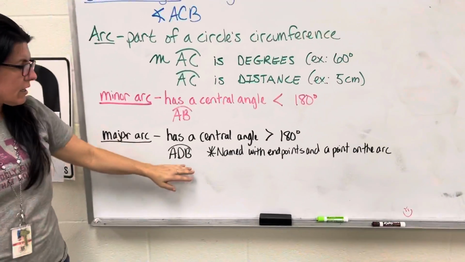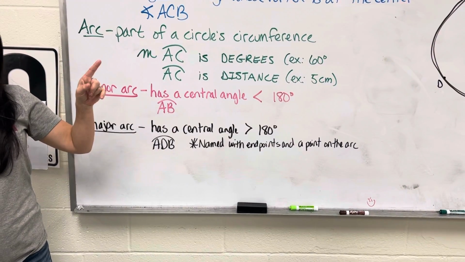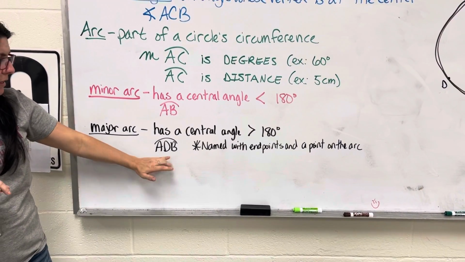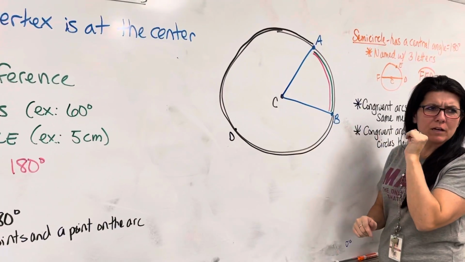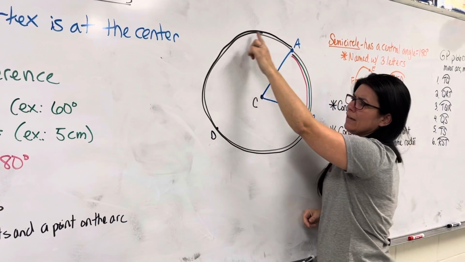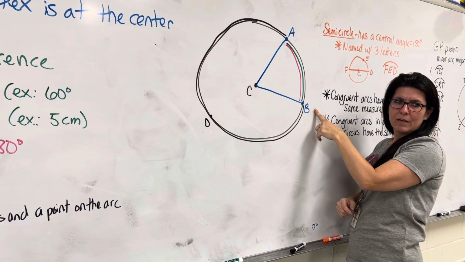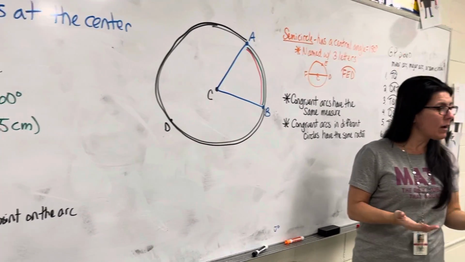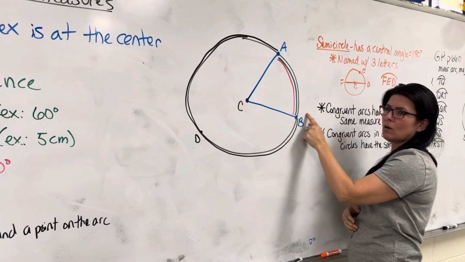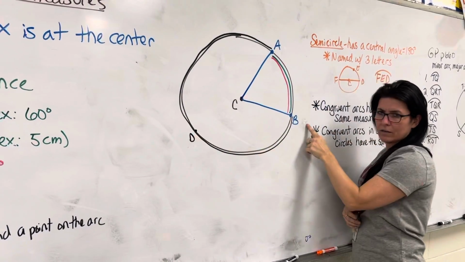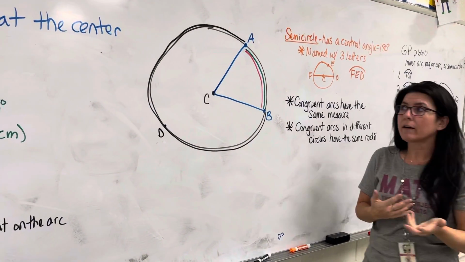A major arc has a central angle greater than 180, and it's named with the endpoints and another point on the circle. So the example I used was ADB. You kind of want to use your fingers so you can figure out which way you're going. From A to D to B, this is the arc that we're talking about. If I just said arc AB without that rule of knowing which way to go, we wouldn't be sure if it was this arc or this arc. So those 3 letters are your tip-off as to what direction to go and what arc we're talking about.